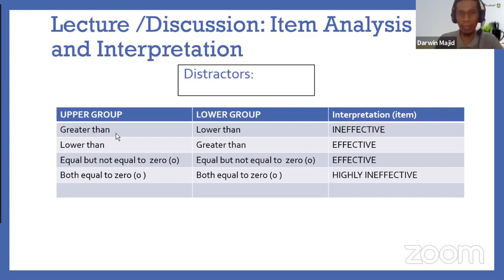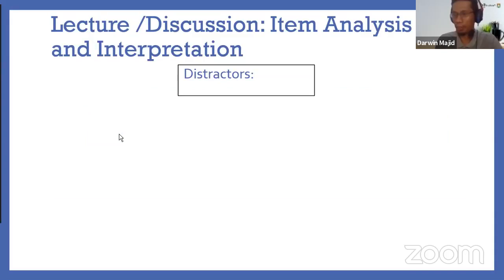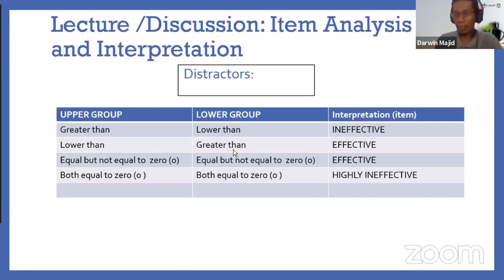If the upper group is greater than the lower group, then it is ineffective. Okay, it is not reliable. Okay, the item, no? But this is all about real distractors. Okay po? Lower than, greater than, effective. Equal but not equal to 0, effective. Both equal to 0, highly ineffective. So that's why item analysis is more on the discrimination or distractors rather.